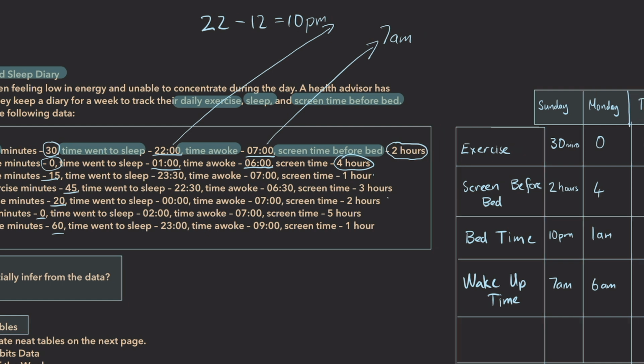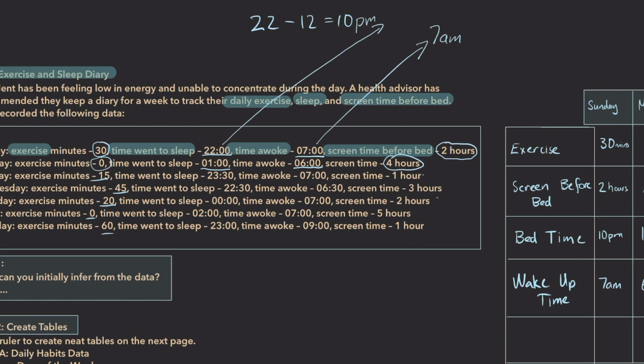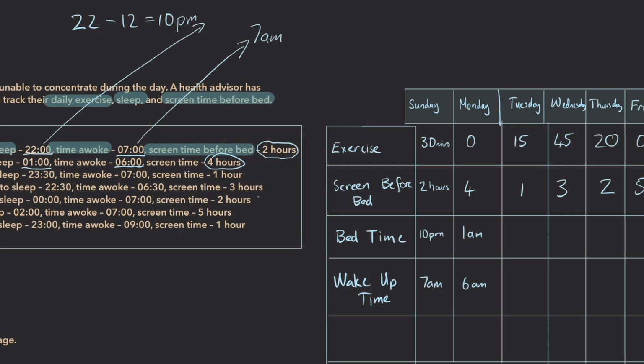Go to bed, bedtime. Okay, so 23:30. That changes to 11:30 p.m. Wake up time is 7 a.m. Then we've got 22:30, so it's 11:30 again. No, sorry, it's 10:30 that day. 10:30 p.m. and we wake at 6:30 a.m.